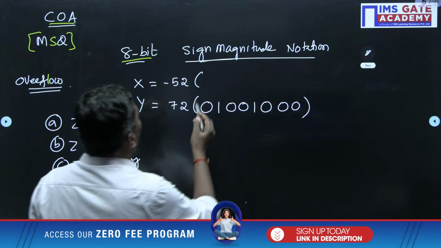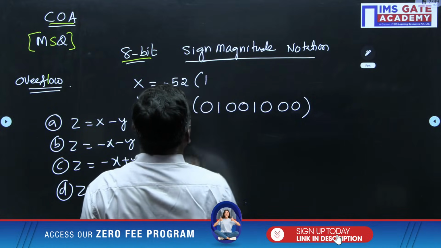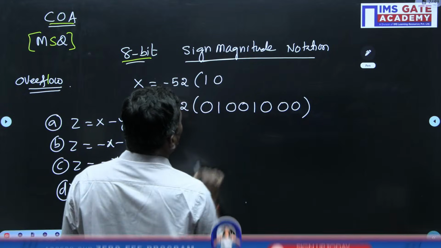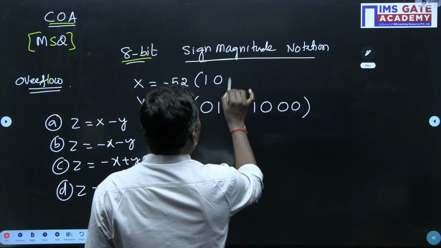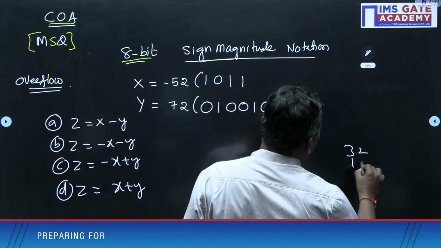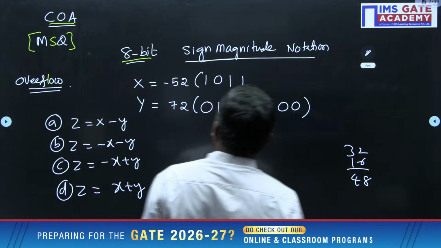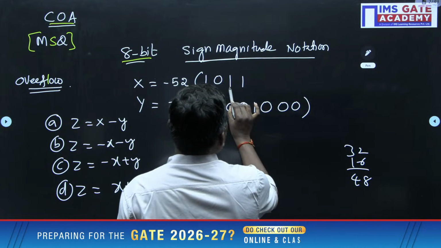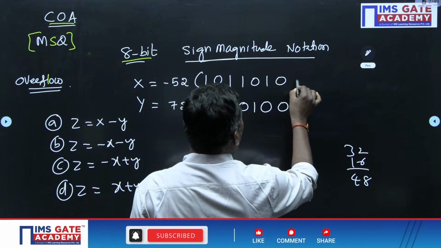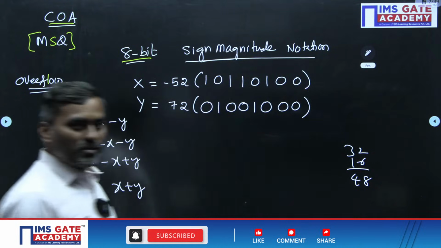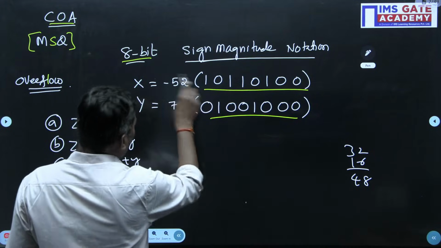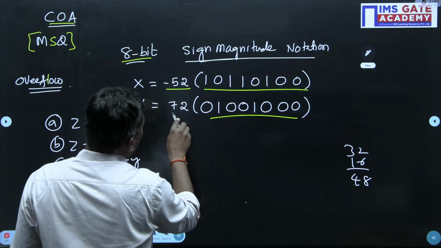Now minus 52. For minus 52, the sign bit should be 1, and for the remaining bits I write 52. 52 means 32 plus 16, which is 48, and then I take 4. So 32, 16, 4 are the bits set. That is how the given number is written in binary, but in decimal x is minus 52 and y is 72.